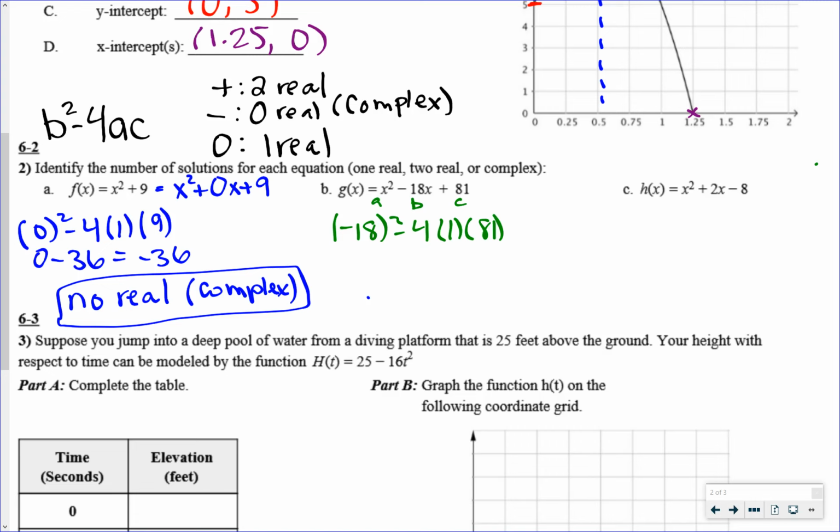All right, what is negative 18 squared? This is what gets you guys. Is it 324 or is it negative 324? It'll be positive because look at that negative. It's inside, right? So negative times a negative will give me a positive 324. All right, how about negative 4 times 1 times 81? Negative 324. So 324 minus 324 gives me 0. So we will have one real solution. Good.